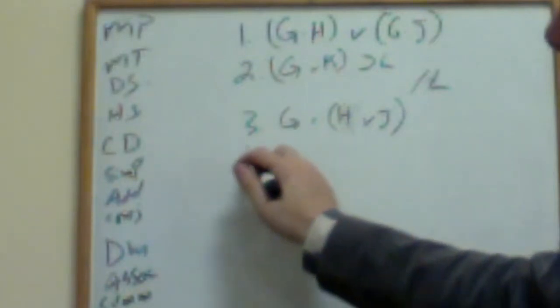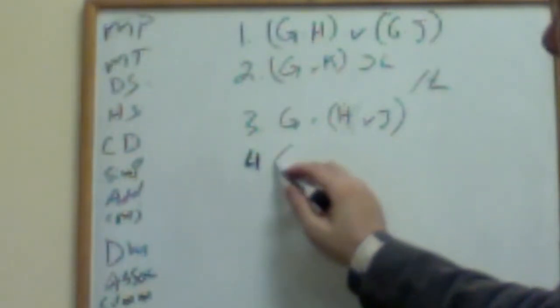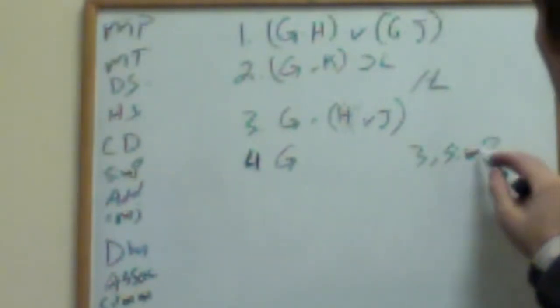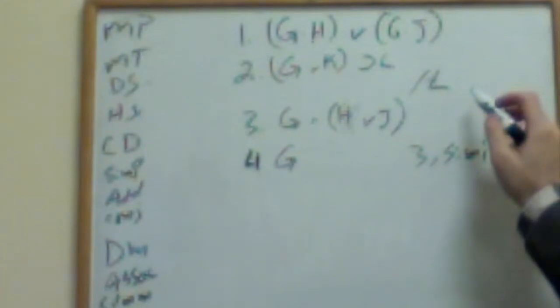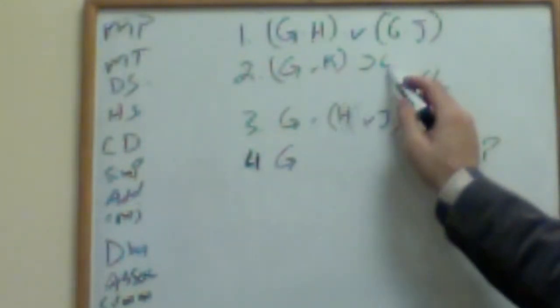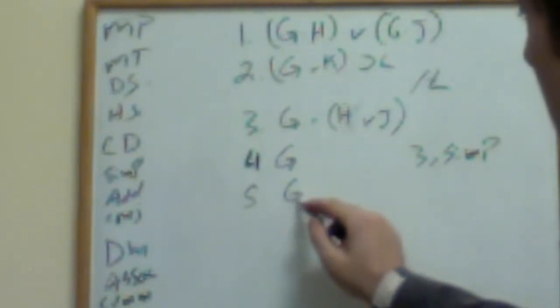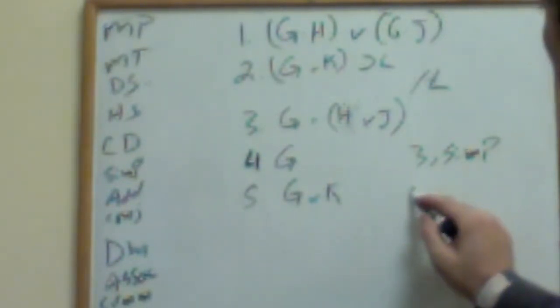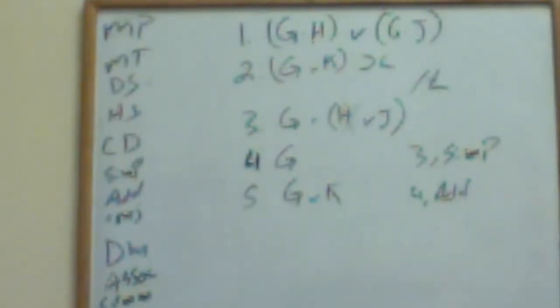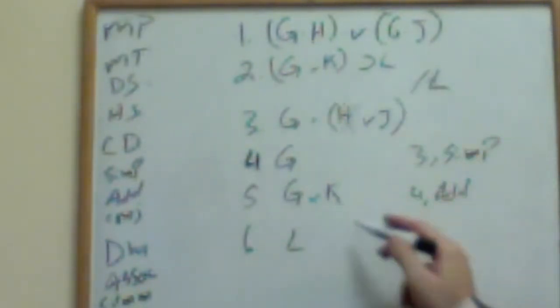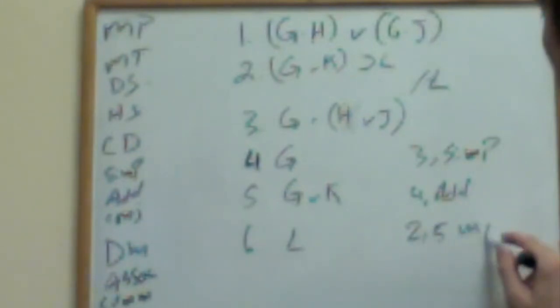All right, so now we have G dot H wedge J, and now we can write line 4, which is our G here, and we got that from line 3 by simplification. Now, we want to get L here, so we don't have a K, but of course we can use addition, and G wedge K from line 4 by addition. Very handy. And now we have G wedge K, and we can derive L on line 6 because lines 2 and 5 are modus ponens.